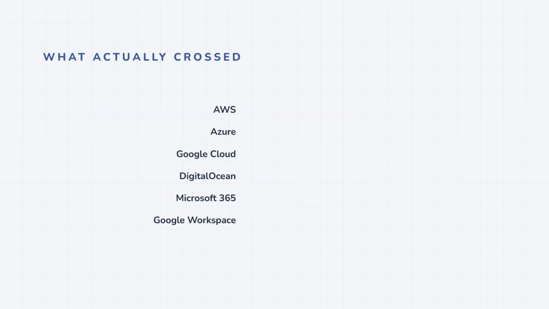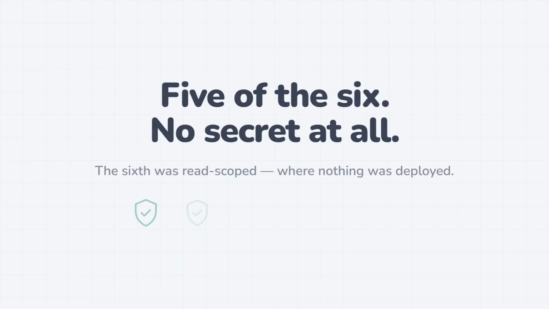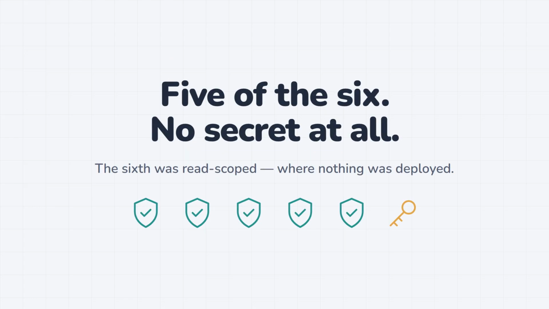So look back at what actually crossed. From AWS, a role. From Azure, a managed identity. From Google Cloud, a service account. From Microsoft 365 and Google Workspace, consent, granted by an administrator. 5 of the 6, and no secret changed hands at all. The 6th was a read scope token for the one provider where nothing was deployed.